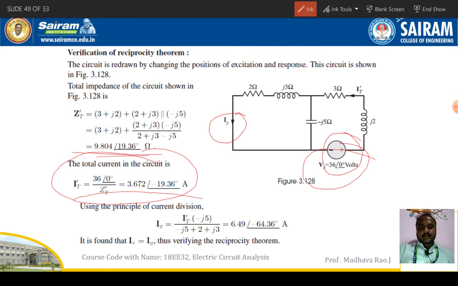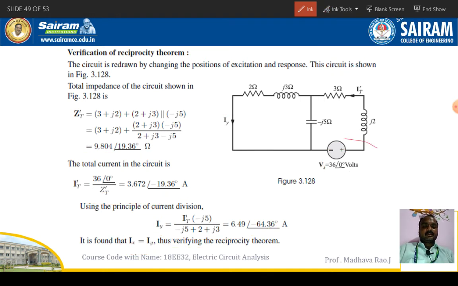If you compare Ix and Iy, these should be equal. If they are equal, then the reciprocity theorem is verified. Otherwise, the reciprocity theorem is not verified. The first case current and the second case current should be equal. Then only Ix and Iy are equal. Otherwise, Ix and Iy are not equal, and you can say that the reciprocity theorem is not verified.